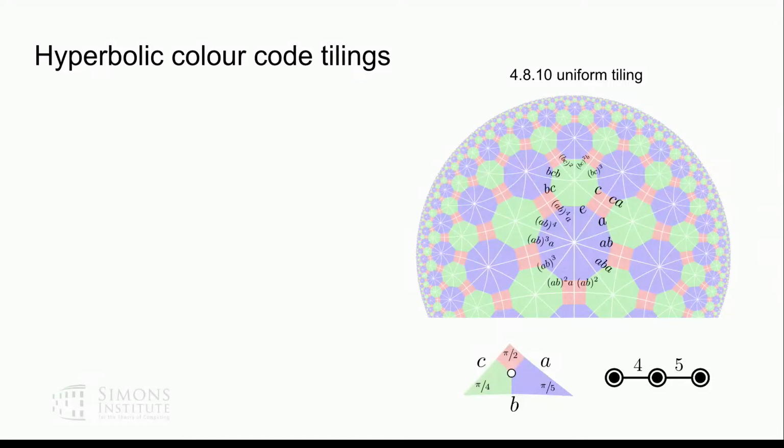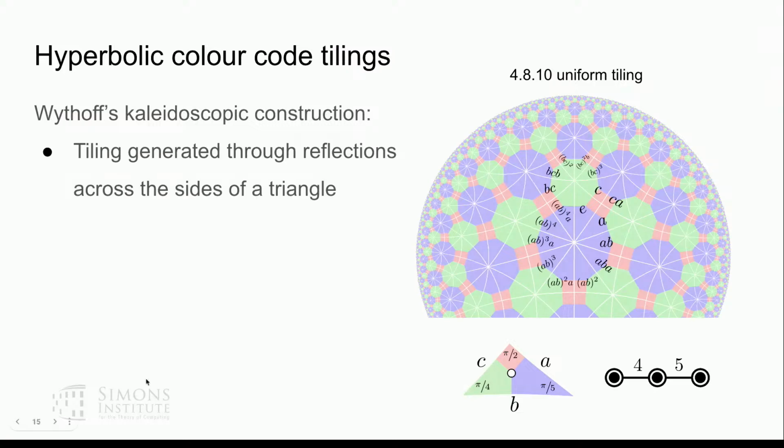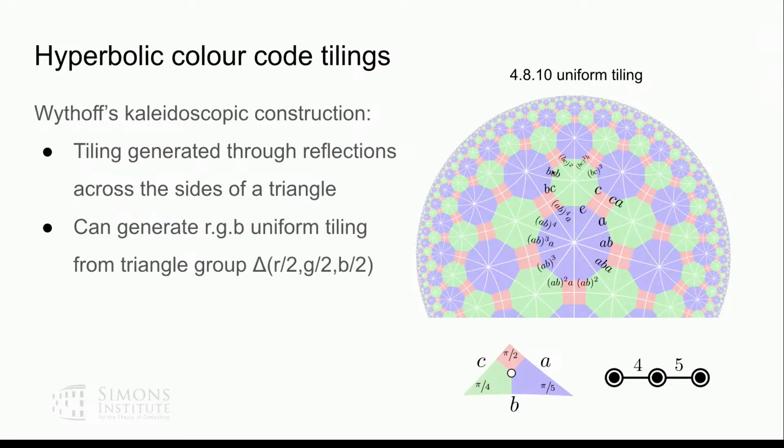Okay, so what tilings do we consider? Well, we use Wythoff's kaleidoscopic construction to construct 3 families of hyperbolic tilings. These tilings are generated through reflections across the sides of a triangle, as shown on the right here. So we have this triangle with internal angles pi over 2, pi over 4, pi over 5. And reflecting in the sides of this triangle, with a vertex in the center, we can generate this 4, 8, 10 uniform tiling shown at the top right here. I say 4, 8, 10 because around each vertex we have faces of sides 4, 8, and 10.